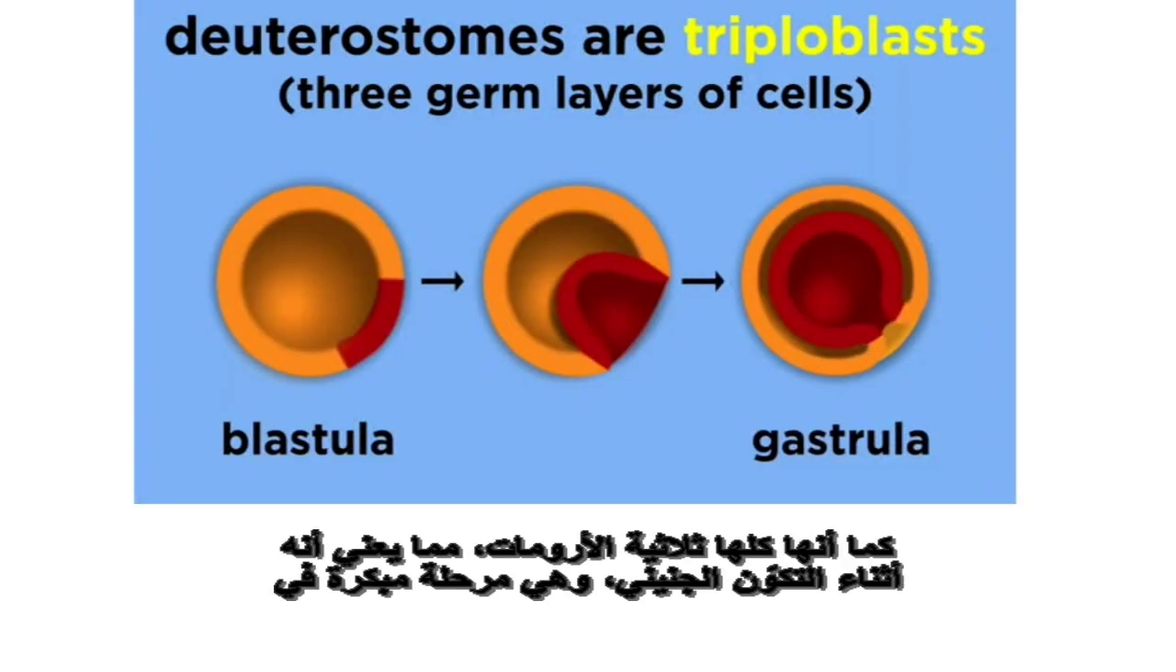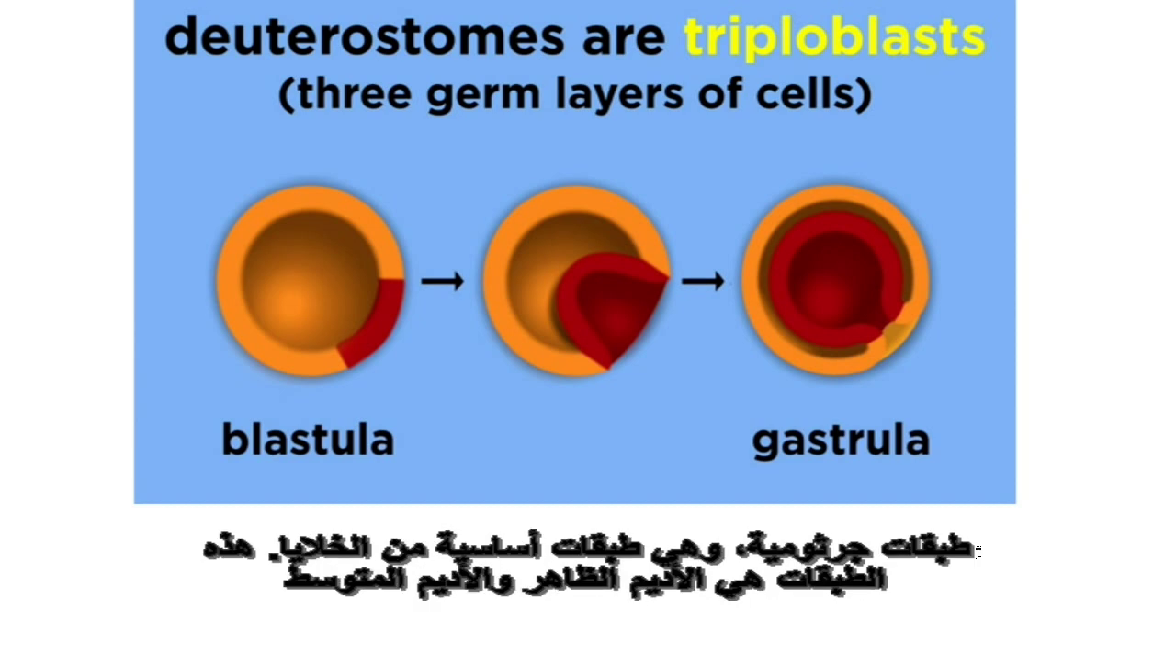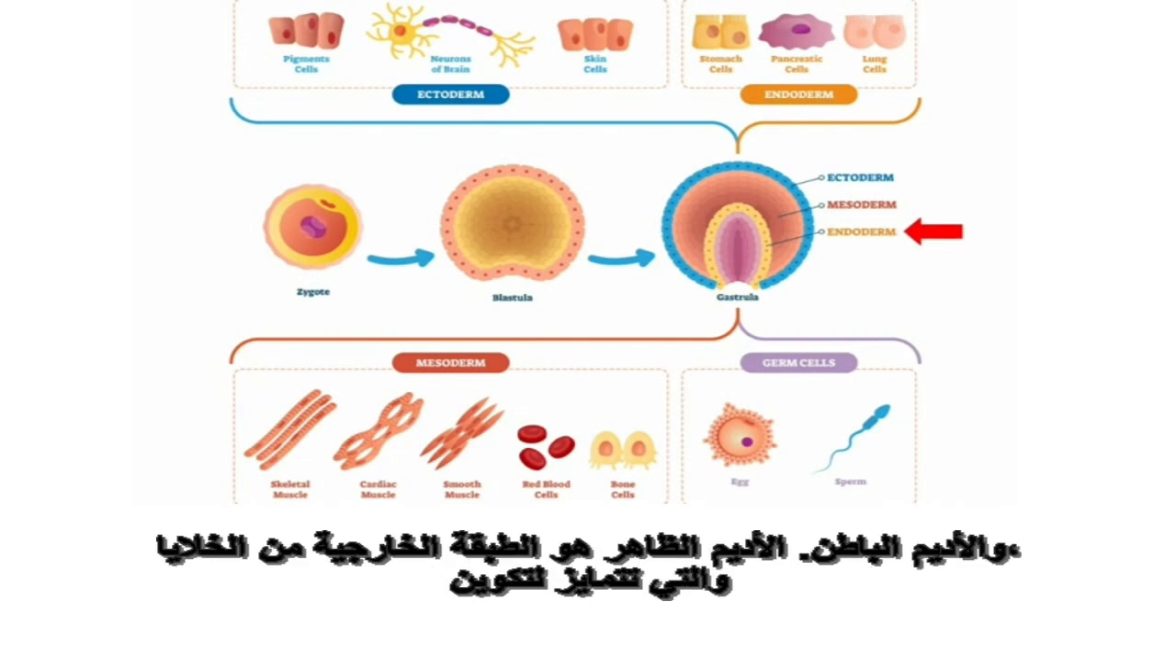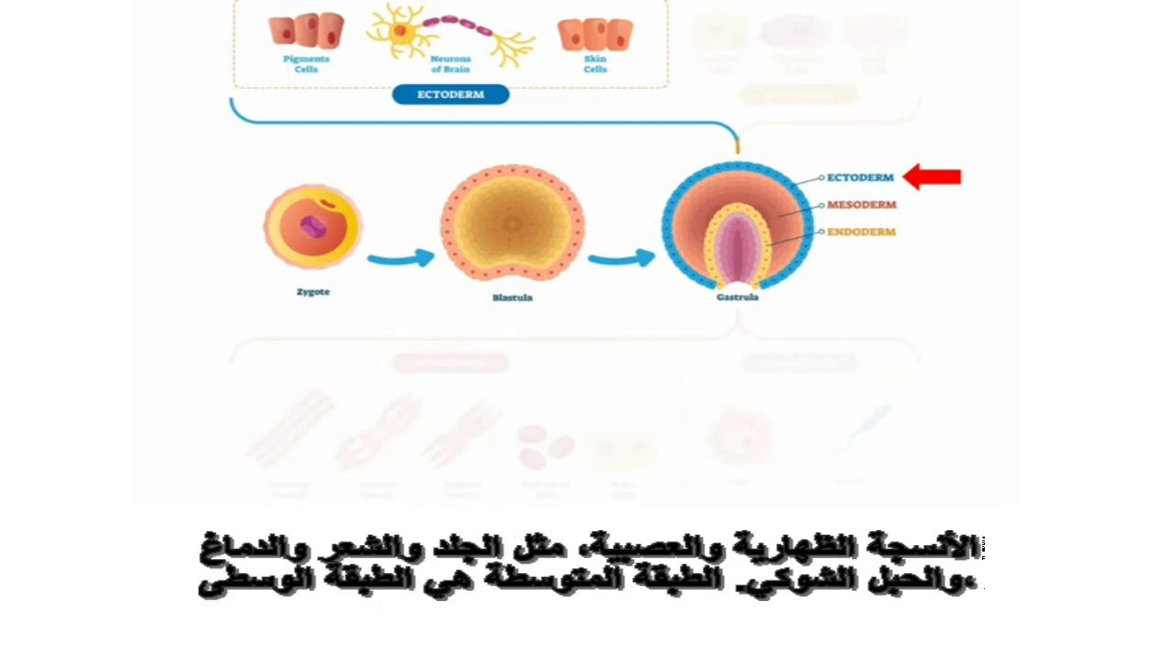They are also all triploblasts, which means that during gastrulation, an early stage in embryonic development where the blastula reorganizes into a multi-layered gastrula, there are 3 germ layers, which are primary layers of cells. These layers are the ectoderm, mesoderm, and endoderm. The ectoderm is the outermost layer of cells, which differentiate to form epithelial and neural tissues, such as the skin, hair, brain, and spinal cord.